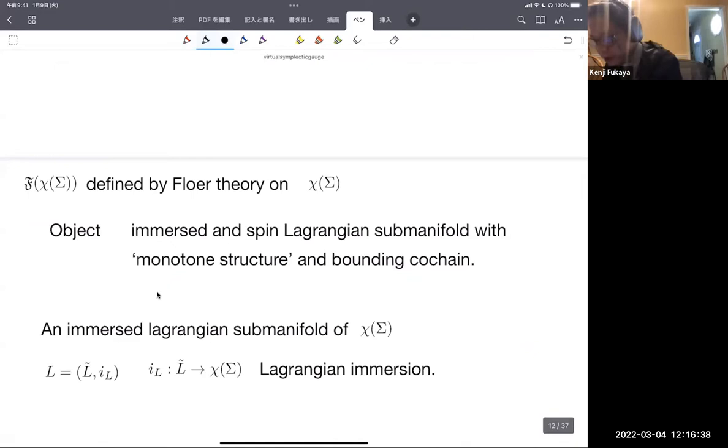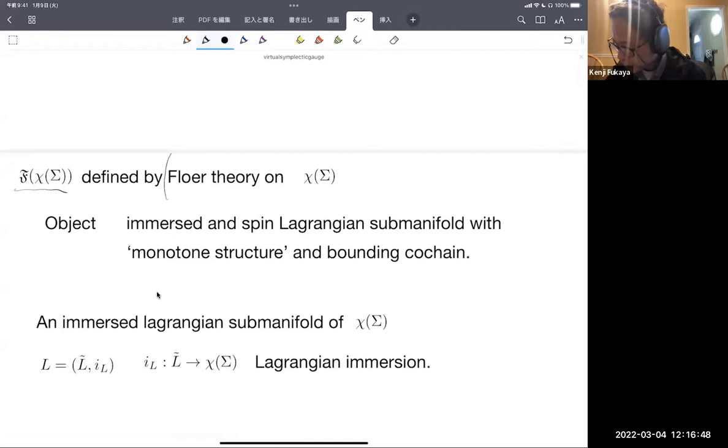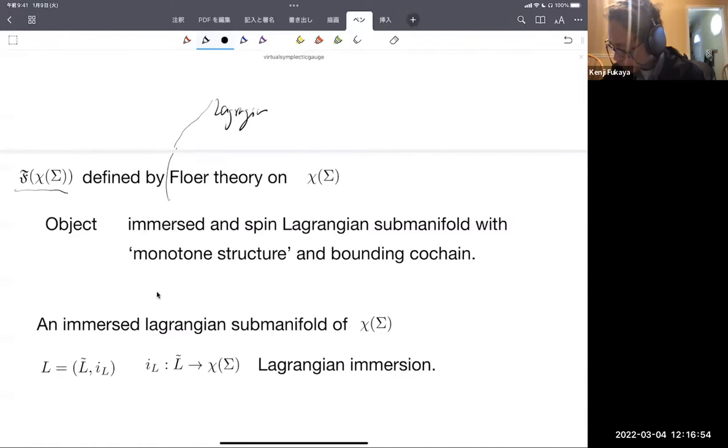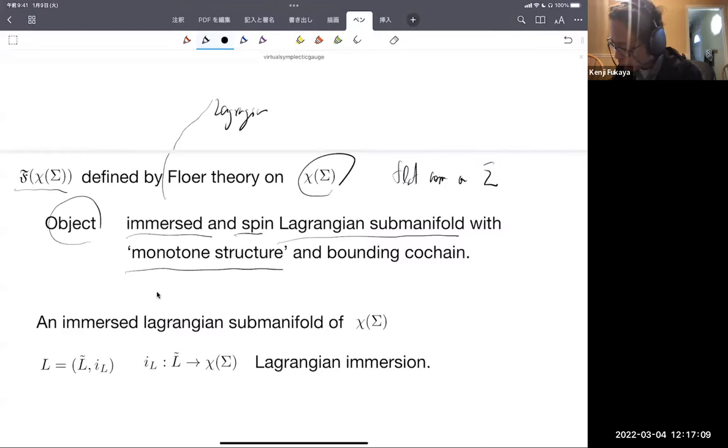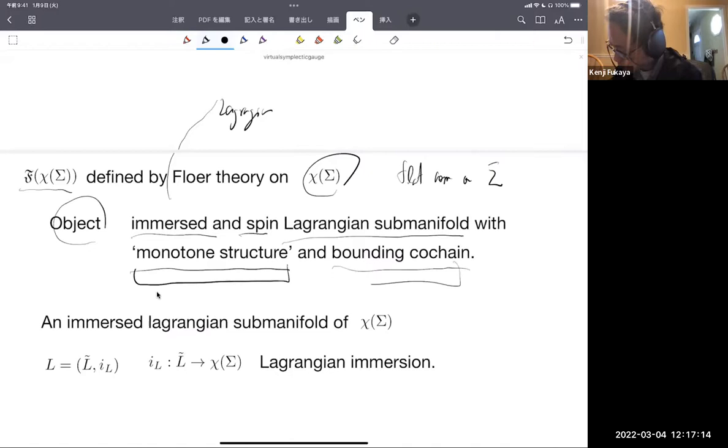So now I will explain this second thing. This second infinity category is by Lagrangian Floer theory of this symplectic manifold, so this is flat connections on sigma. First, the objects of this are immersed and spin Lagrangian submanifolds, with two extra things. One is the so-called monotone structure, which I'll explain, and the other is a bounding cochain, which I'll also explain later.